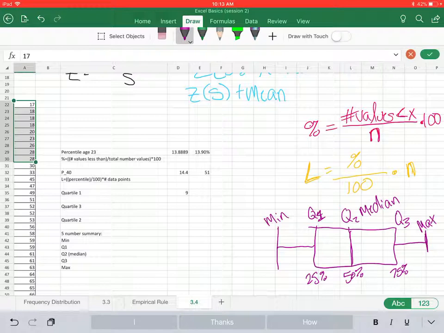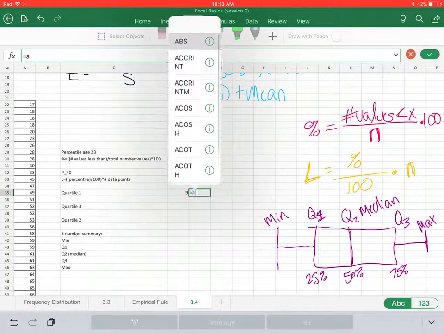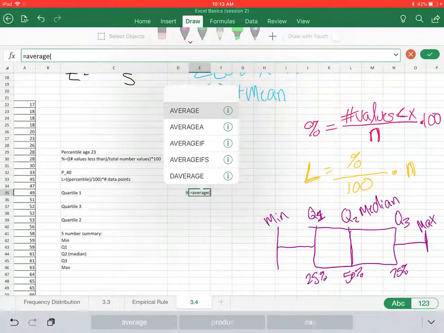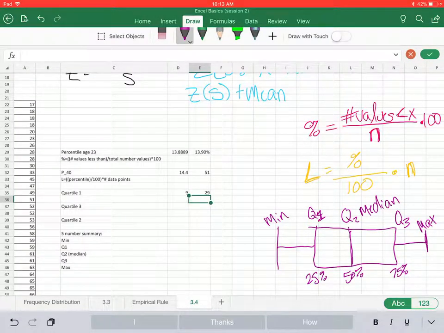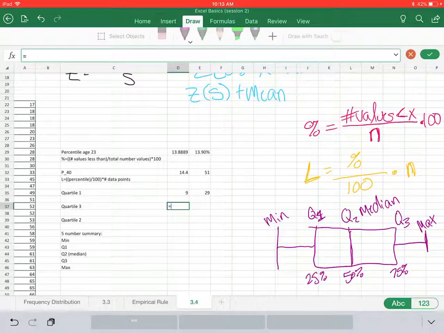All right, so 28 and 30, those are the two there. So 28 is where 9 is, and then 30 is one above it. And because it's a whole number, we have to take the average. So 28 and 30. So we're just going to take the average of 28 and 30. So our answer is 29.